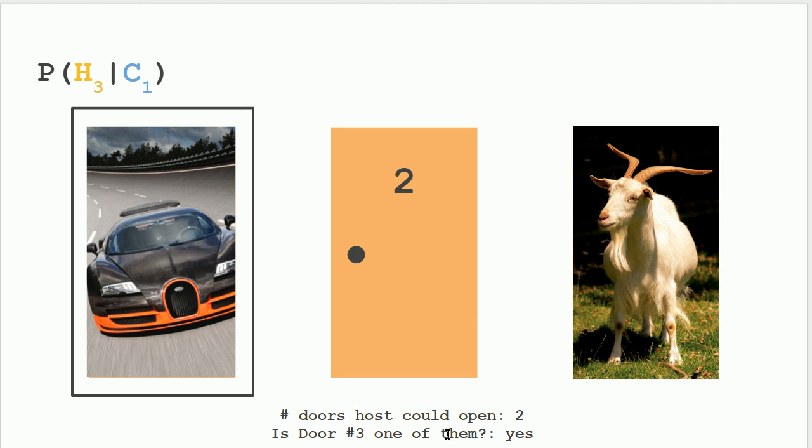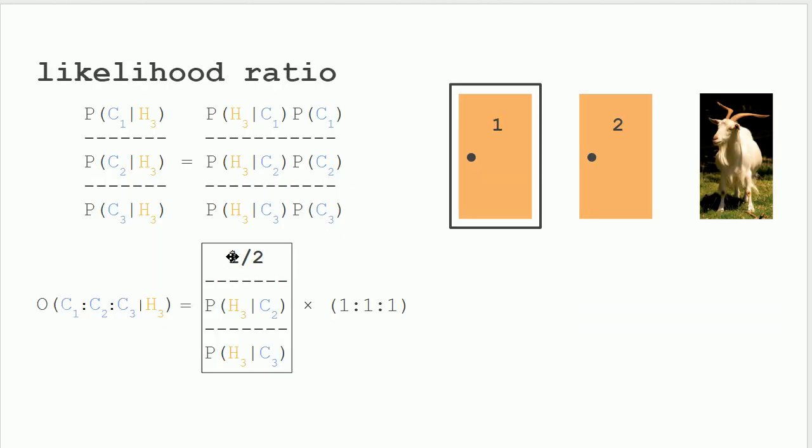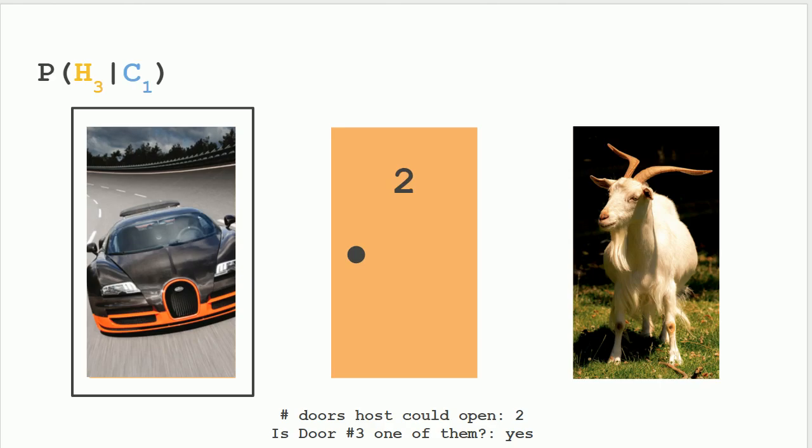And is door 3 one of them? Yes. So that means we have 1 out of 2 possible options. Okay, so 1 just indicates that yes, door 3 is one of the possible doors that could have contained goats. And 2 means there are 2 doors that the host could open. That's what it basically means.